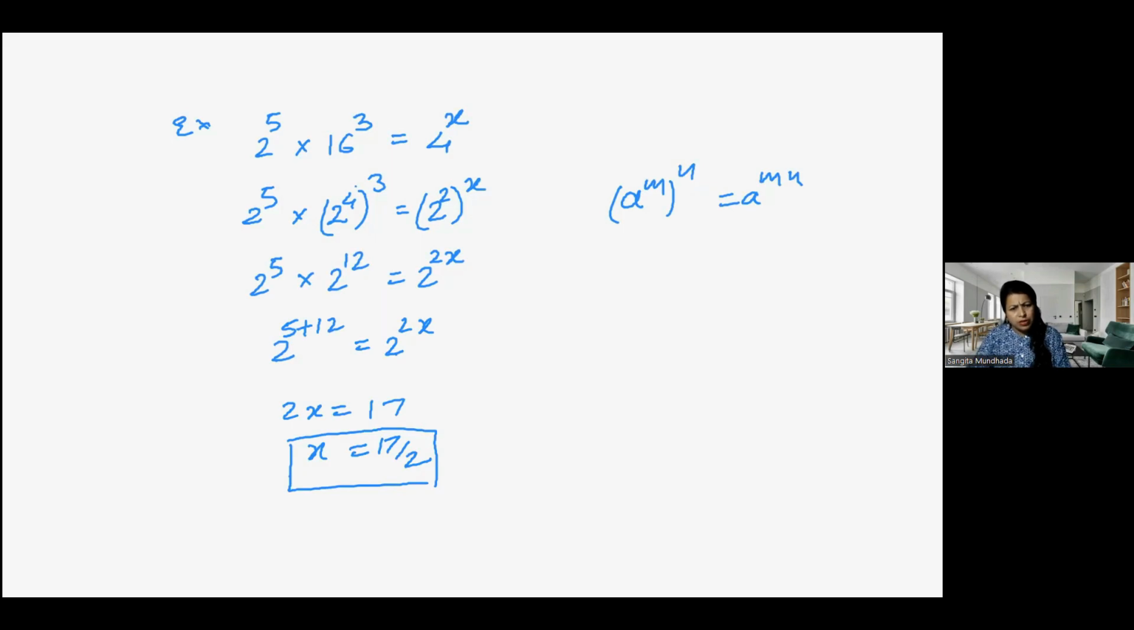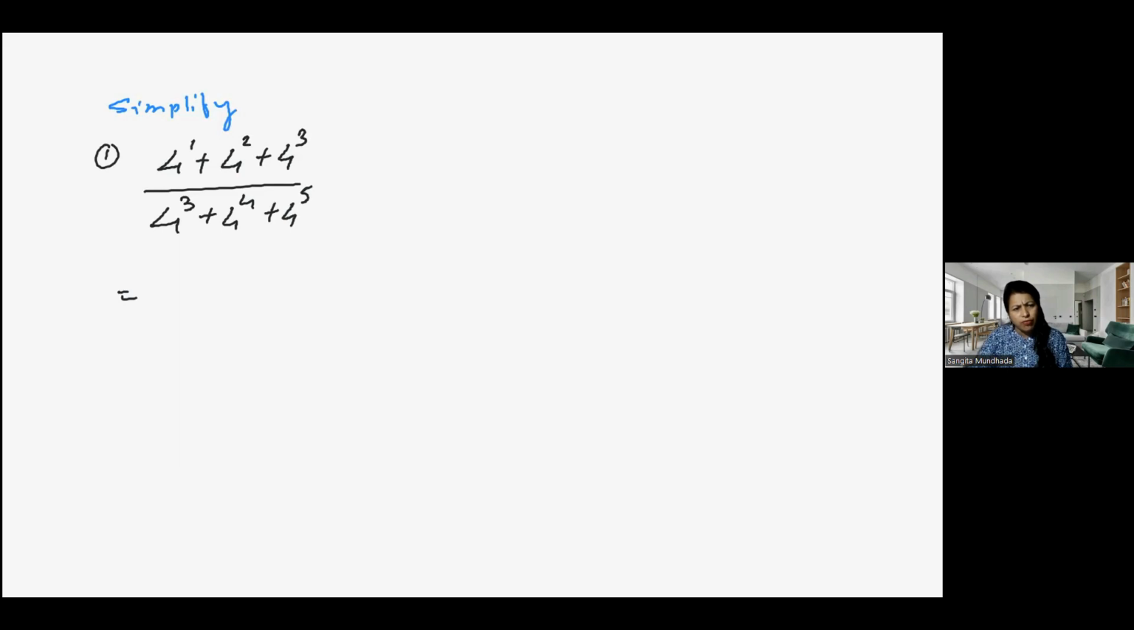Now some different type of question we will discuss. Suppose in place of that somebody asks you to simplify: 4 raised to 1 plus 4 raised to 2 plus 4 raised to 3, divided by 4 raised to 3 plus 4 raised to 4 plus 4 raised to 5. So what we will do here? What we have to do? 4 raised to 1, 4 raised to 2, 4 raised to 3 easily we can solve, and here also we can solve. But in place of that, what we will do?